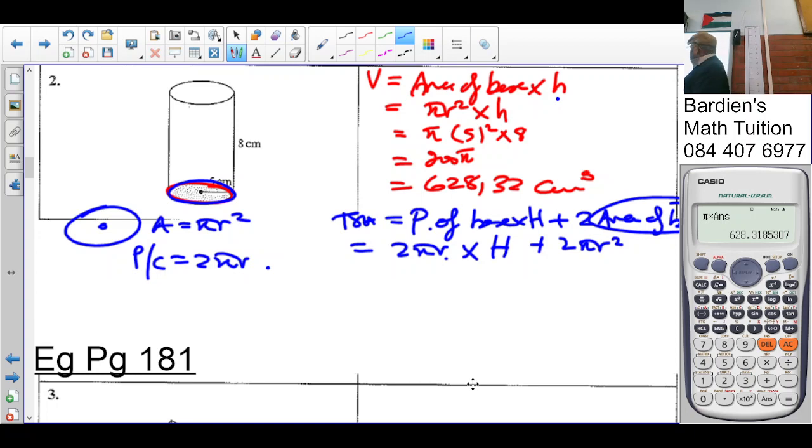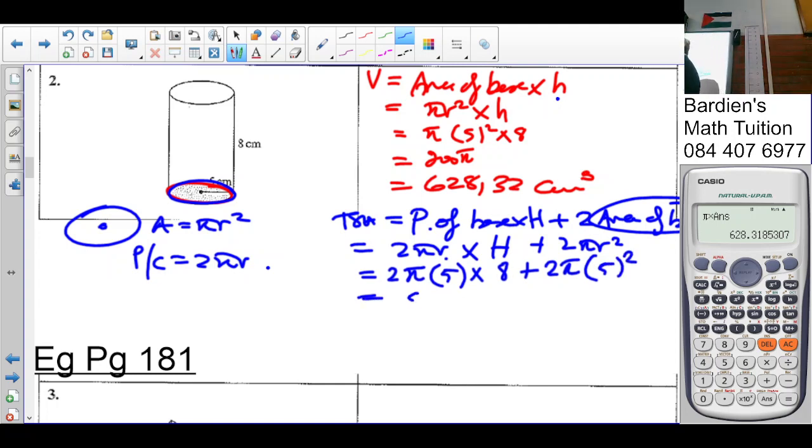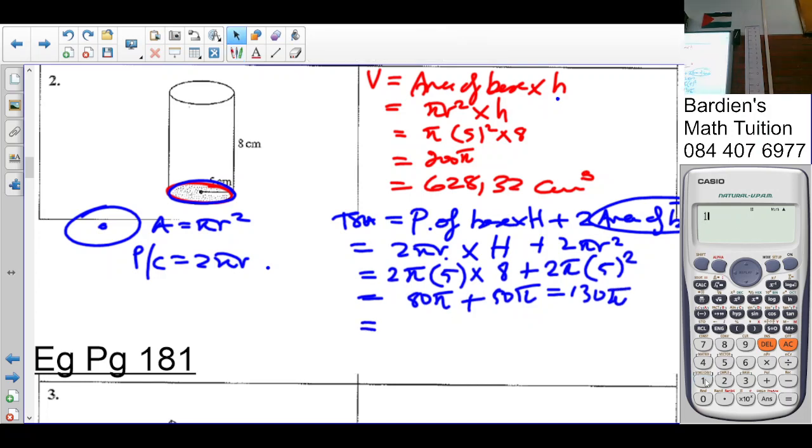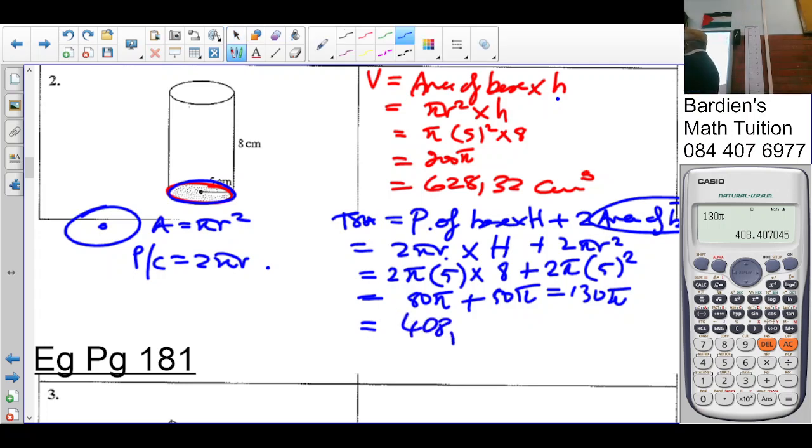Can you see that, people? So what is your radius of the circle? 5. So it's 5 times 8 plus 2 pi times 5 squared. You can punch this straight into the calculator, so that's going to be 80 pi plus 50 pi, which is 130 pi. It's going to give you 408.41. 41 what? Centimeters.